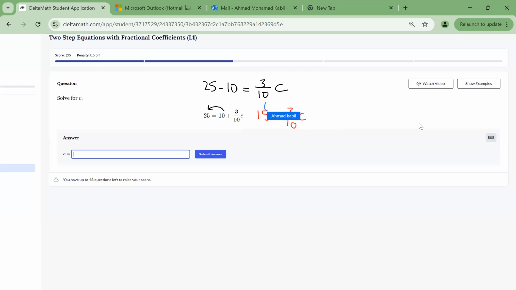Let's multiply both sides by 10. The 10 cancels out. And now we have 15 times 10, which is 150. And this is equal to 3 times c. Now let's divide by 3 on both sides. These will cancel out, and 150 divided by 3 gives us 50. So 50 equals c. So c equals 50.